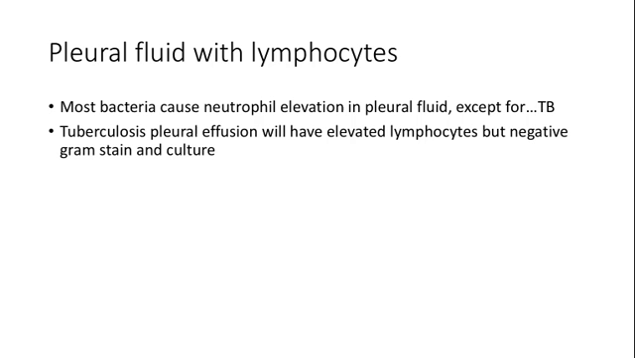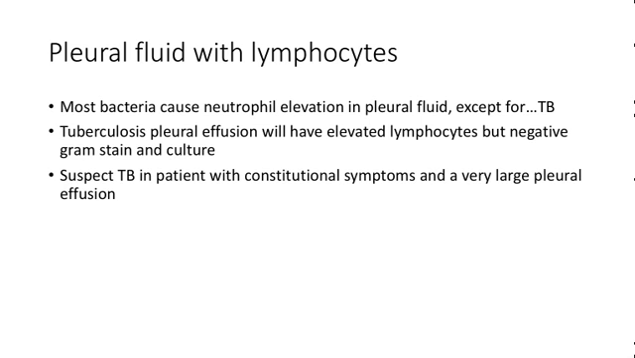So when you have a vignette that describes somebody who immigrated from another country and they have constitutional symptoms, and then you do a chest x-ray and they have a massive pleural effusion, because it will be big, that's someone in whom you would suspect a tuberculous effusion. And when you do the thoracentesis, bingo, you have a predominance of lymphocytes.